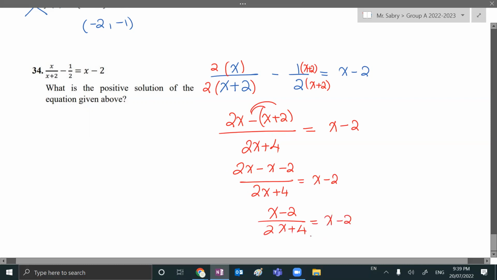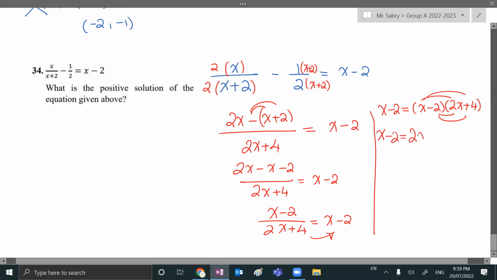Next is to move this denominator to the other side by multiplication. This then will give me x minus 2 equals the other x minus 2 now multiplied by the 2x plus 4. Now, what should we do next? I should multiply these and distribute them. So I'll have x minus 2 equals 2x to the power 2 plus 8x.